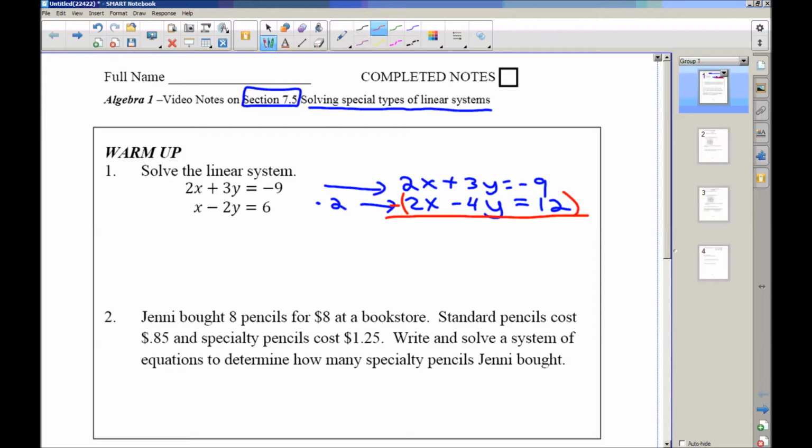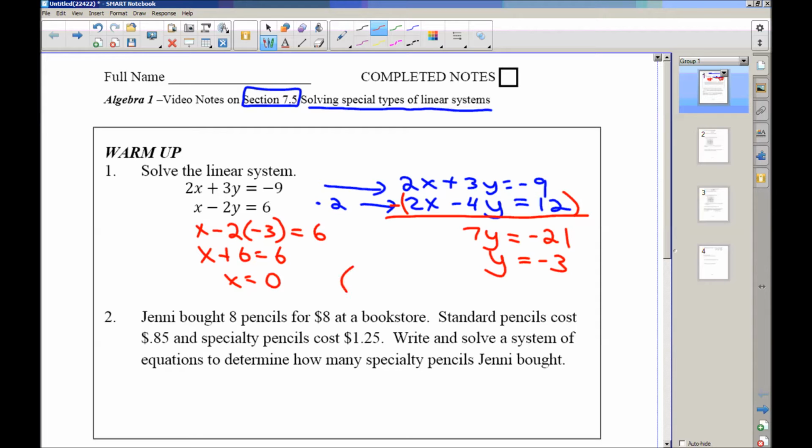So 2x minus 2x gives us 0x, so no x's allowed. 3 minus negative 4 will give me 7y. Negative 9 minus 12 will give me negative 21. I then divide both sides by 7, and I get half my answer, which is y equals negative 3. Okay. I take the negative 3 and I plug it back into any equation I feel like, so I'm going to plug it into this one. So negative 3 goes in for y, and I get x plus 6 equals 6, and then subtract 6 from both sides, and I get x is 0. So my final answer is (0, negative 3).